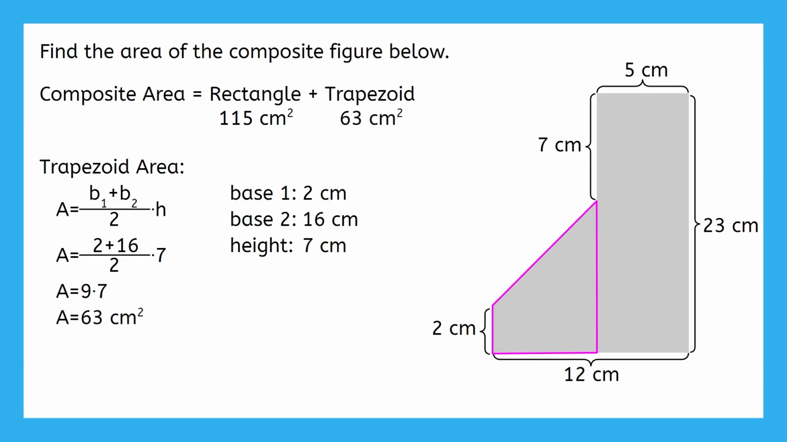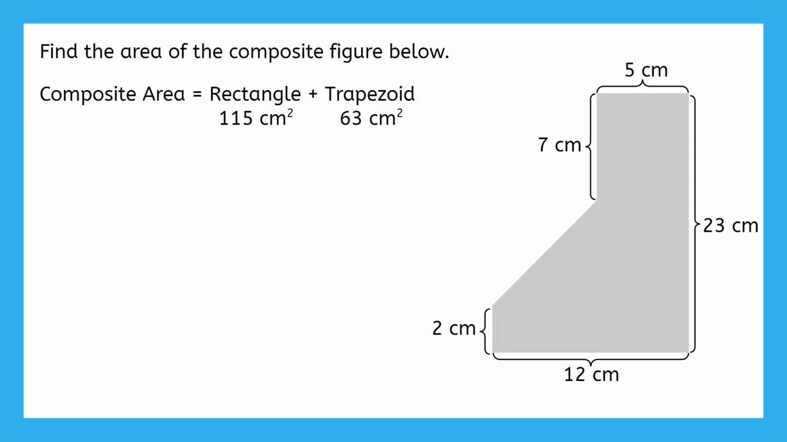So what else do I need to do to get my final answer? Yes, I just need to add my rectangle area to my trapezoid area to get a total area of the composite figure. So what does this give me? Did you say 178 square centimeters? Nice job. This is our final answer for this problem.